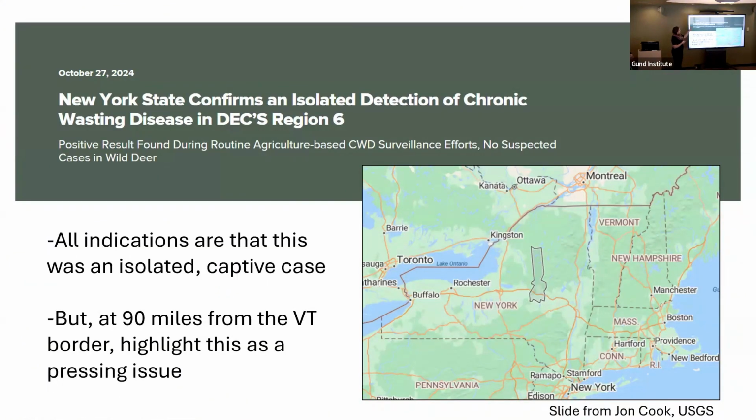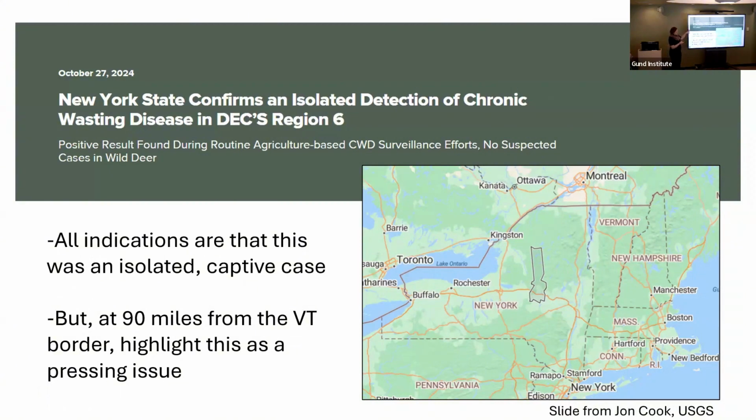And just last year, in 2024, New York detected chronic wasting disease in a captive facility in the southern end of Herkimer County, down here. And that was about 90 miles from the Vermont border. So prior to this detection, we were really thinking about Pennsylvania as the current hotspot of natural spread that will eventually walk its way to us.